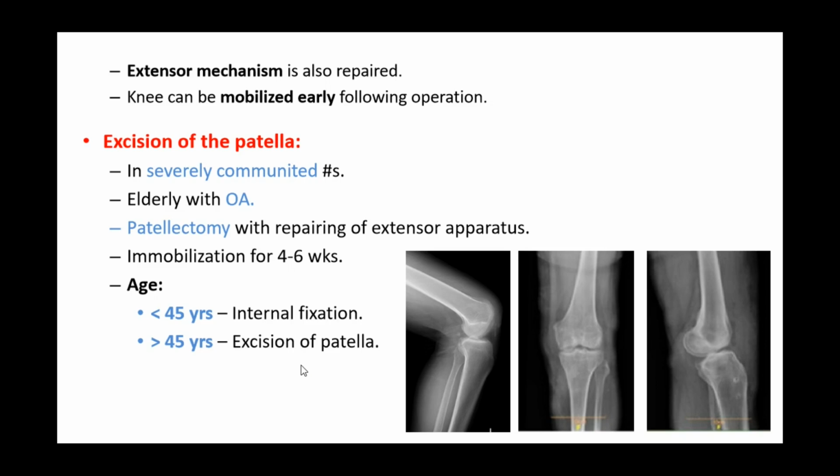So whenever patellectomy is done, repair of the extensor apparatus should be done, as it is important for stabilizing this joint. Usually after excision of the patella, immobilization is done for 4 to 6 weeks, which is around 1 to 1.5 months. Age is also an important factor. If the patient is less than 45 years of age, internal fixation is the treatment of choice. But if the patient is more than 45 years of age, then excision of the patella is the treatment of choice. As you can see in these images, the patella is completely excised. No patella is present here. These are the different angles and views where we can see how the patella has been excised.